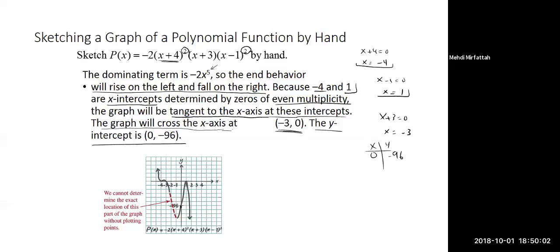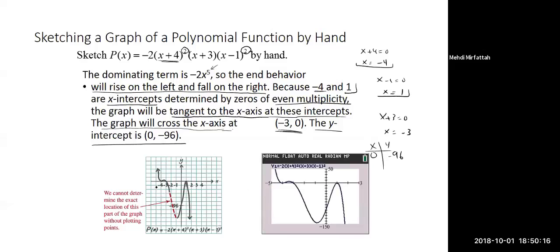If x is equal to 0, y is equal to minus 96. This area here, we cannot really determine the exact location of this part by what's given to us. However, if you look at the graphing calculator, you can see we're very close to what the graph looks like, except this portion here. But pretty much we got the graph by the information that we have here. We sketched the graph of this polynomial.